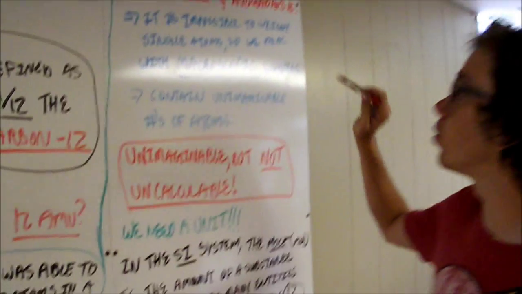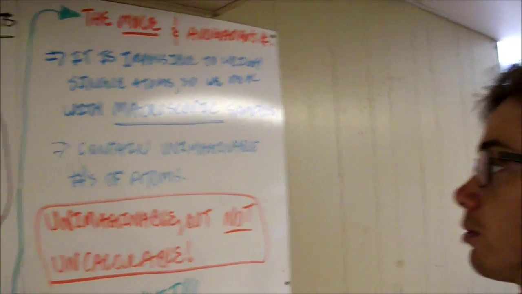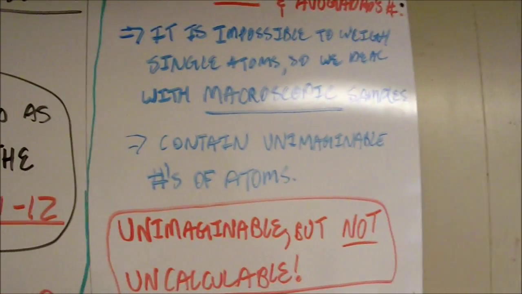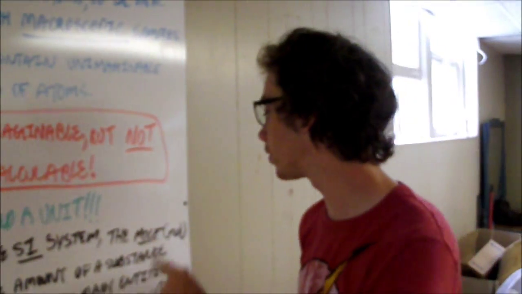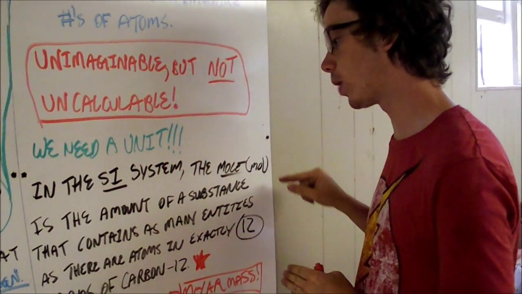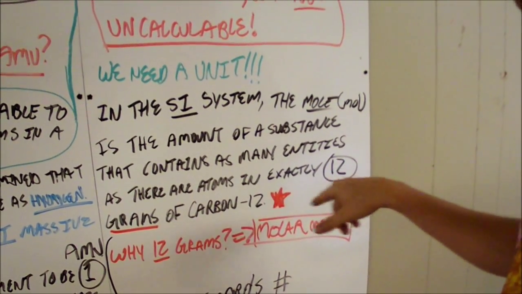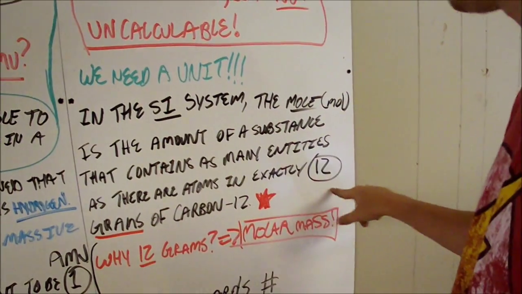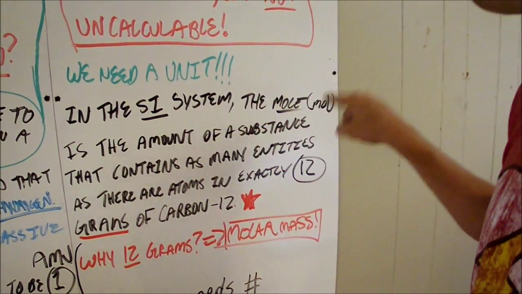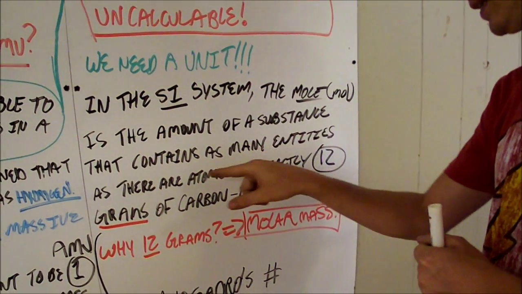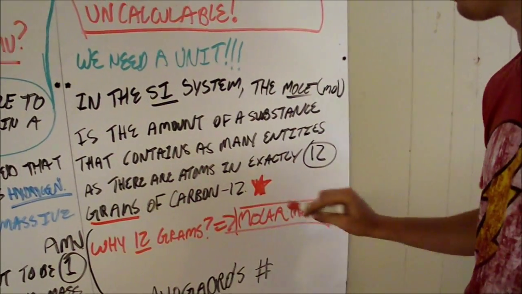Alright, let's talk about the mole and Avogadro's number. It is impossible to weigh single atoms, so we deal with macroscopic samples. They contain an unimaginable number of atoms. Unimaginable but not incalculable. We need a unit. In the SI system, the mole, the symbol is mol, is the amount of a substance that contains as many entities as there are atoms in exactly 12 grams of carbon-12. I'll repeat that. In the SI system, the mole is the amount of a substance that contains as many entities as there are atoms in exactly 12 grams of carbon-12.